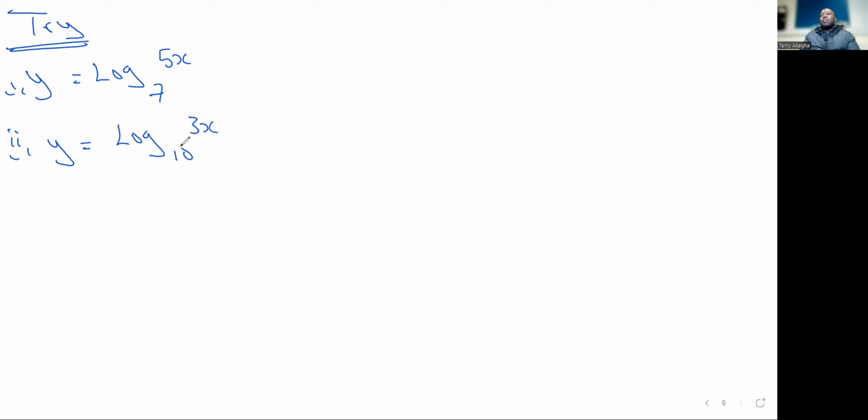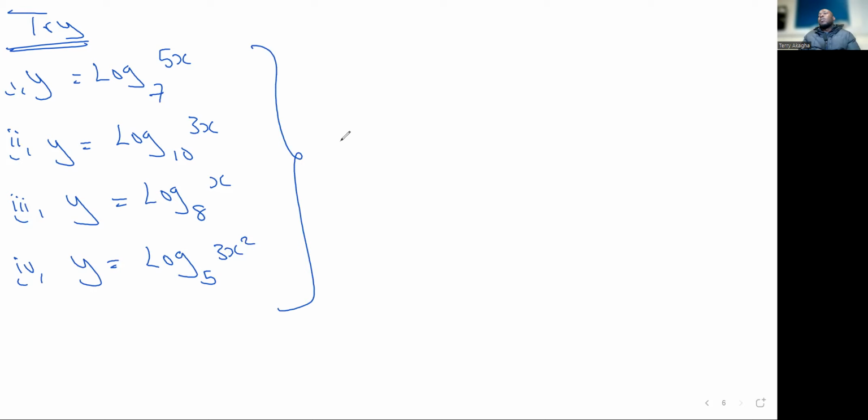I want you to try. So try this one. So we have y is equal to log 7 5x. Number 2, we have y is equal to log 10 3x. Number 3, we have y is equal to log 8x. And number 4, we have y is equal to log 5 3x squared. And all this, I want you to find the dy over dx.